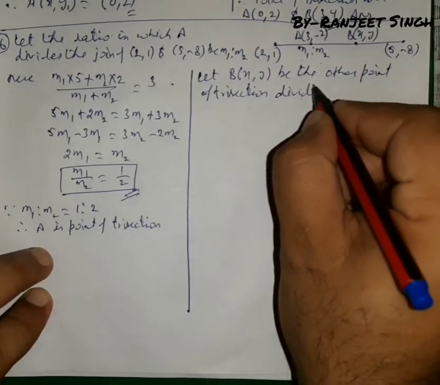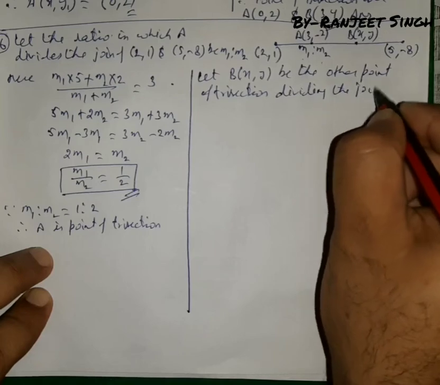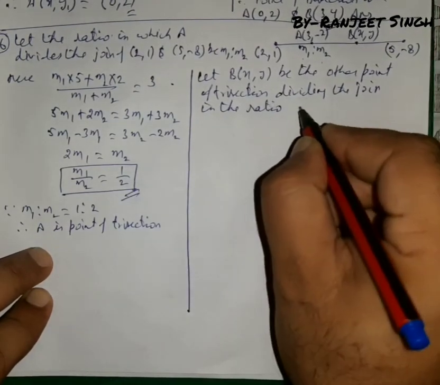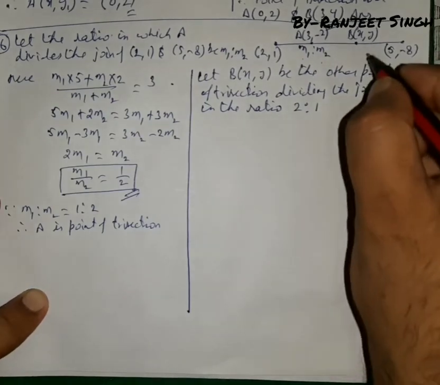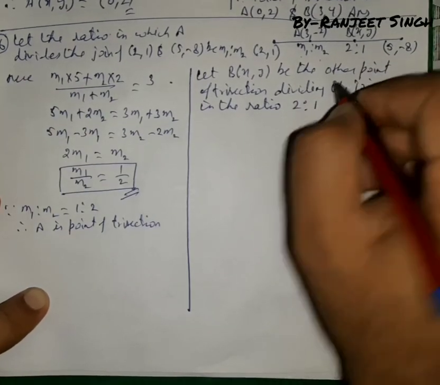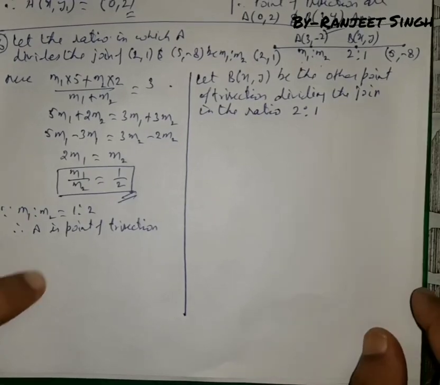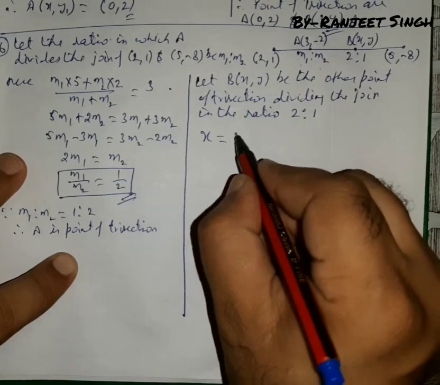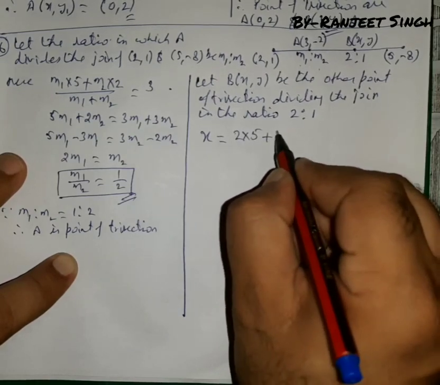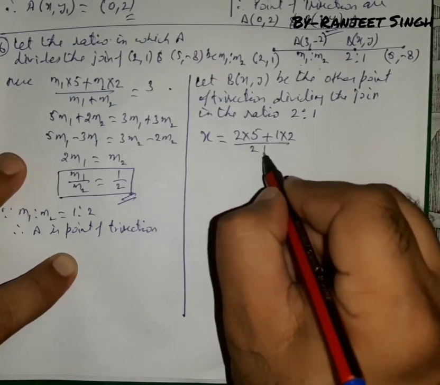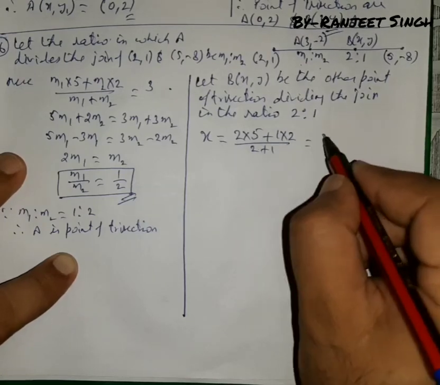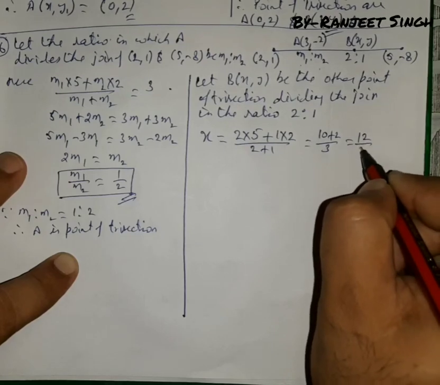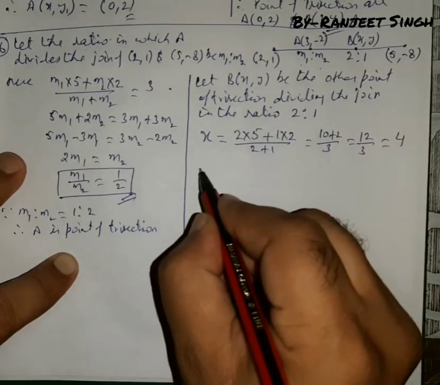Dividing the join in the ratio 2:1. So for this I am using ratio 2:1, and now we have to find the coordinates. Using the section formula, x is equal to (2 multiply 5 plus 1 multiply 2) over (2 plus 1). So 10 plus 2 over 3, so 12 over 3, that is equal to 4.